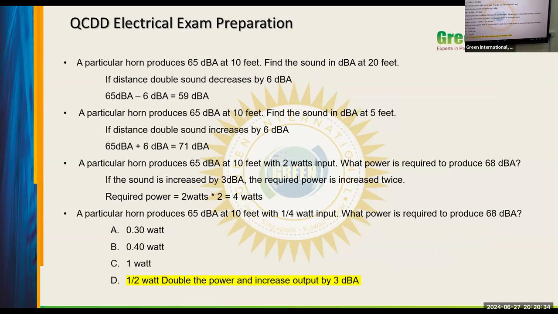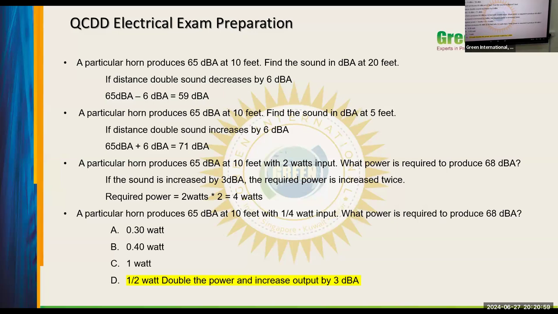For easy understanding, I keep this. 65 decibels, 10 feet. So at 20 feet, we need to subtract 6 dB. These are the questions I framed. So here at 5 feet, that's why we need to add 6 dB.